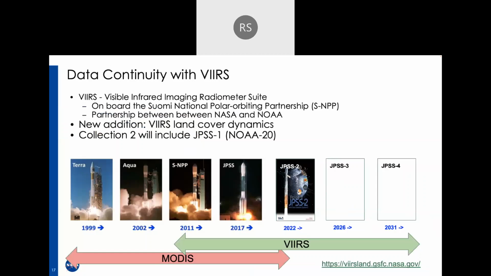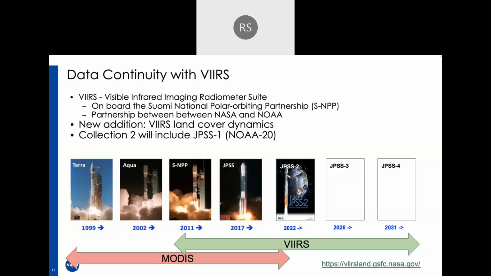When MODIS eventually stops collecting data, continuity can be achieved by using the VIIRS product. VIIRS is on board the Suomi NPP satellite, a joint partnership between NASA and NOAA. VIIRS continuity to the MODIS mission is provided by extending and improving upon the MODIS measurements. The VIIRS land products use similar algorithms to the MODIS products and are produced in the same grid system and temporal frequencies as well.